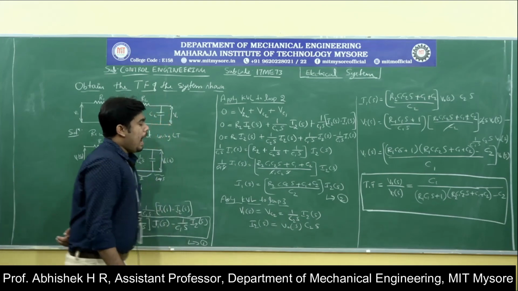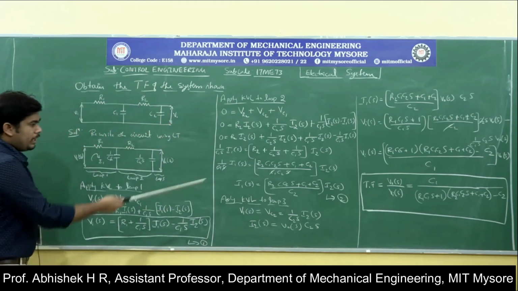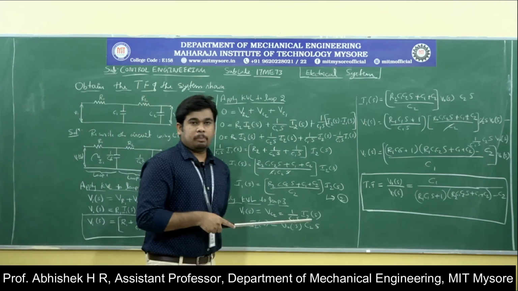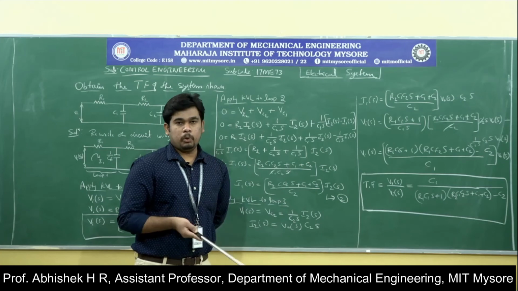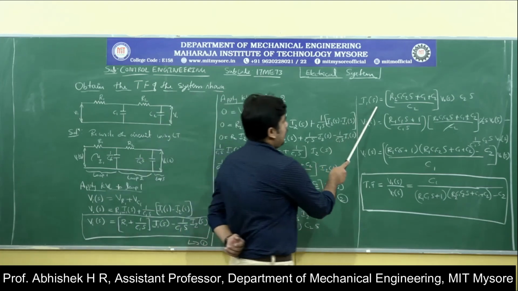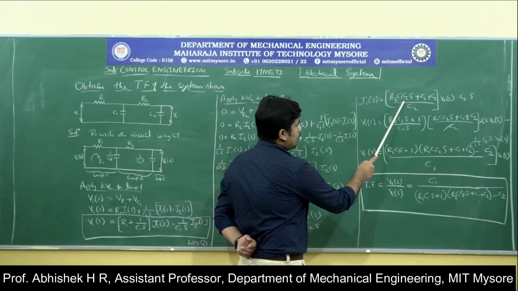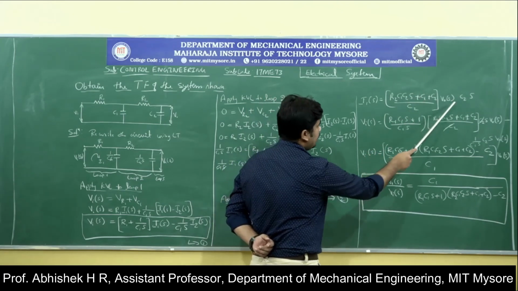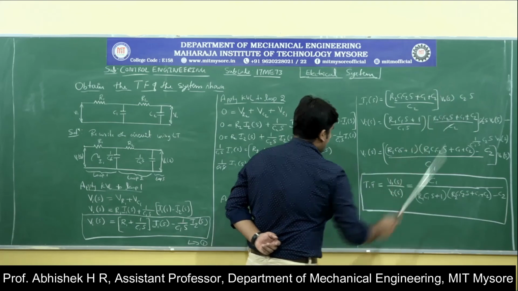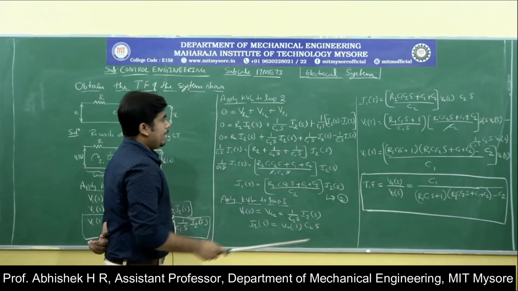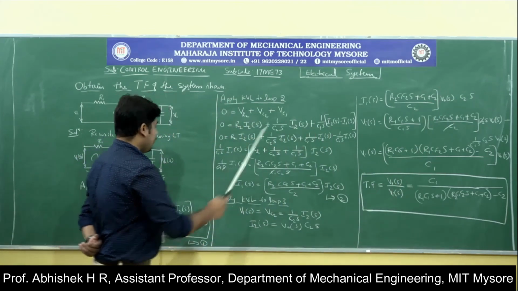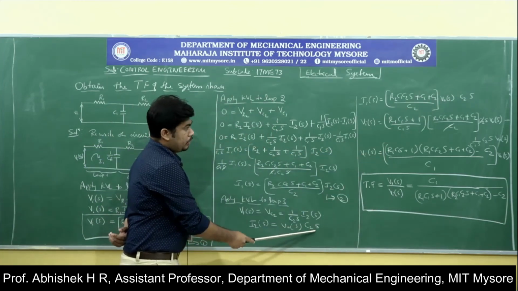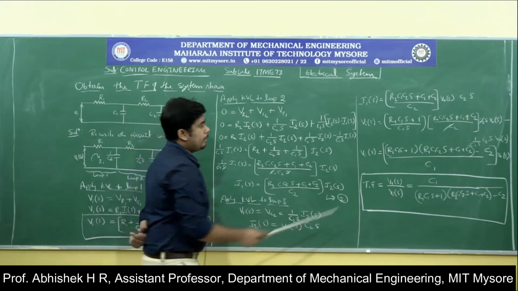Now, what I will do? I will use equation 1 and equation 2, just to modify the expression in terms of input and output voltage. So I1 of S is equal to R2 C1 C2 S plus C1 plus C2 by C2 into V0 of S into C2 into S. So in place of I2 of S I have written V0 of S into C2 into S.